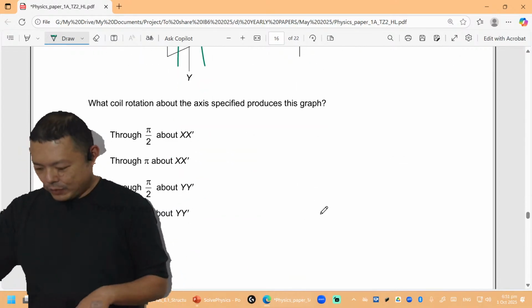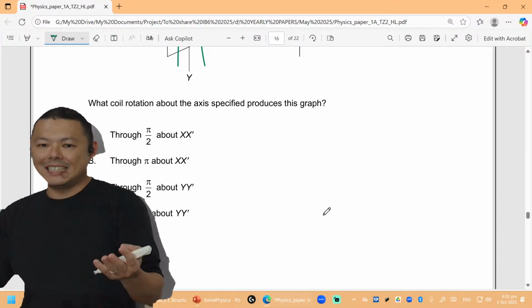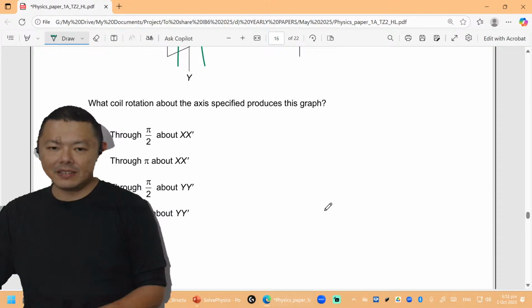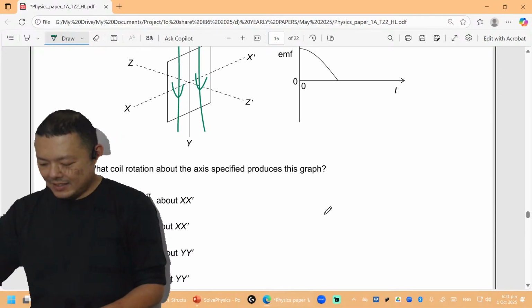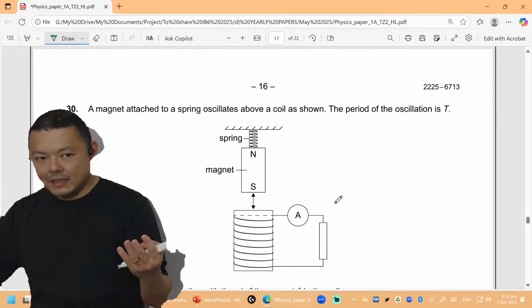Oh, so you still have to figure out how many degrees. 90. One quarter of a wave. 90 degrees. Okay. Anything else?